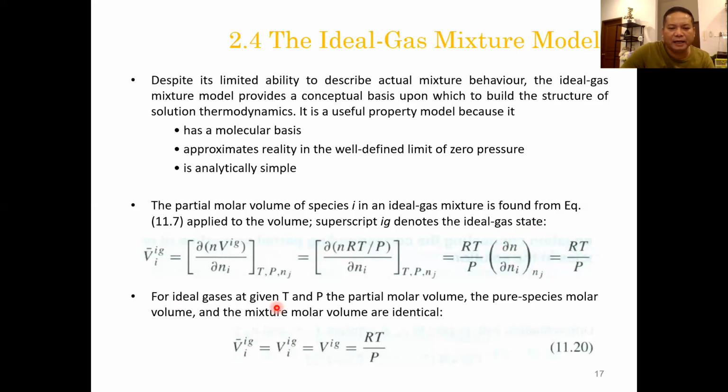For an ideal gas, given T and P, the partial molar volume, the pure species molar volume, and the mixture molar volume are identical. This is the partial ideal gas molar volume, this is for the whole mixture, and this is for the pure species. We assume that the others, nj, are constant.